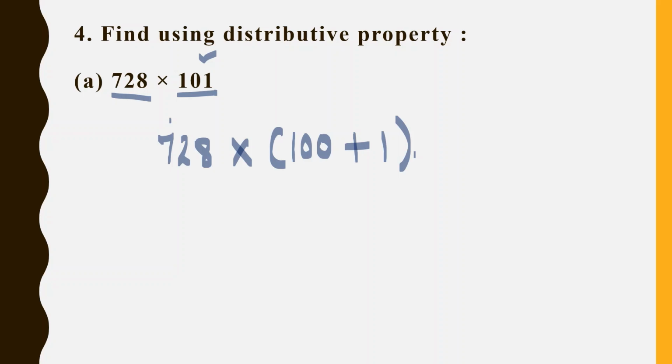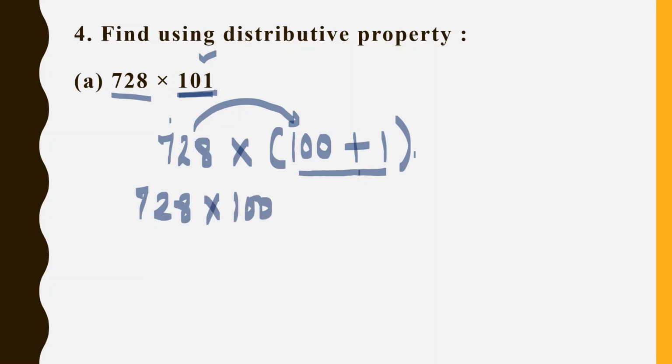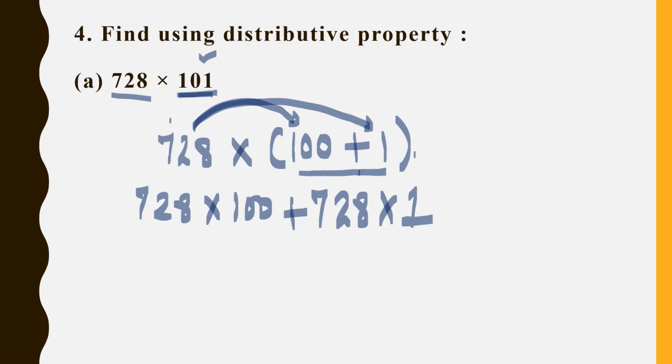So this is my step 1, where I'm breaking one number, that is 101, to 100 plus 1. Step 2 is you will be multiplying 728 by both the numbers. Now be careful, by both the numbers. So 728 goes to 100 and says hi, and you multiply. So let me just multiply 728 multiplied by 100, and after that you have a plus sign, so I'll write a plus sign, and after that 728 goes and says hi to 1. I'll write here 728 multiplied by 1. Clear?